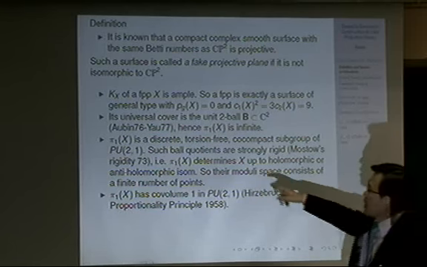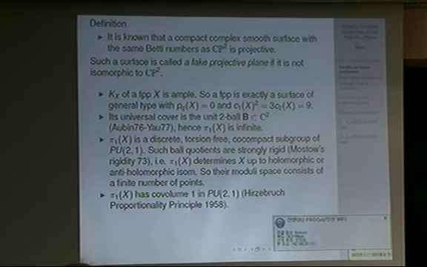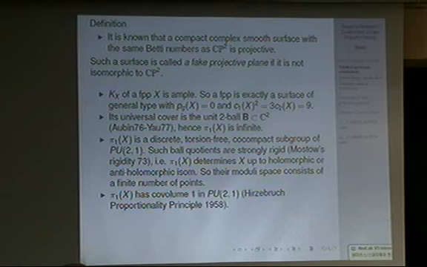And then this fundamental group is always a discrete torsion-free cocompact subgroup of PU(2,1). PU(2,1) is the automorphism group of the unit 2 ball. Such ball quotients are strongly rigid by Mostow's rigidity theorem. In other words, the fundamental group determines the surface up to holomorphism or anti-holomorphism. So it doesn't deform. Their moduli space consists of a finite number of points. And the fundamental group has covolume 1 in PU(2,1) by the Hirzebruch proportionality principle.